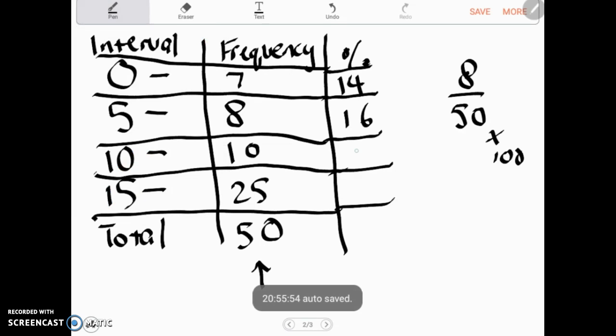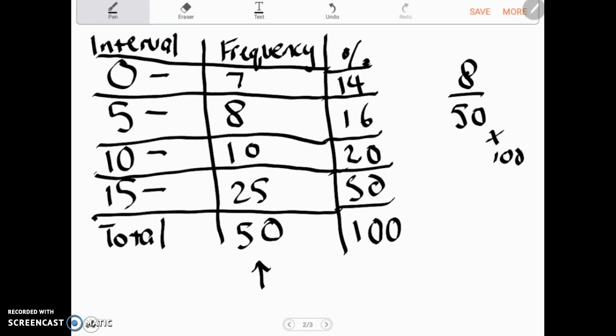10, well, 2 times 10 is 20. And then 50, and our total percentage, as always, is going to be 100. Just like that. Okay? So again, if we have a missing frequency, if we don't know what that interval is, all we've got to do is go 50 minus 25 minus 8 minus 7, and we're left with 10. And from there we can fill out the rest of the table.